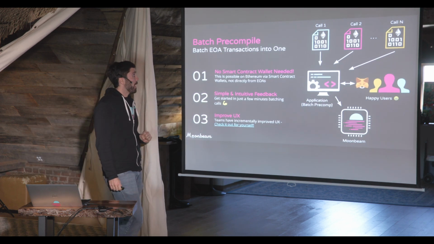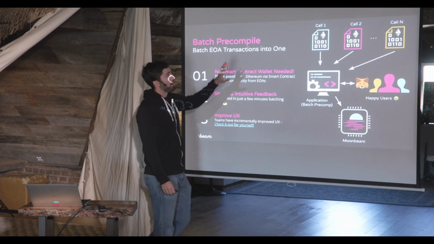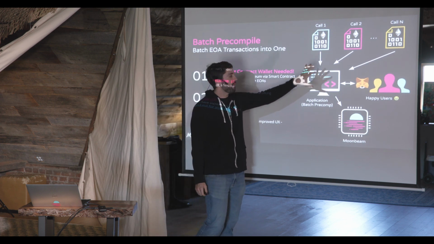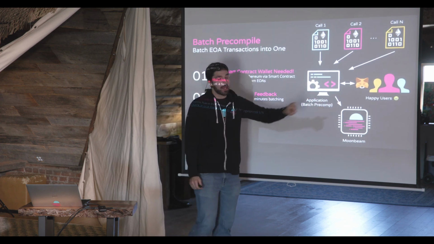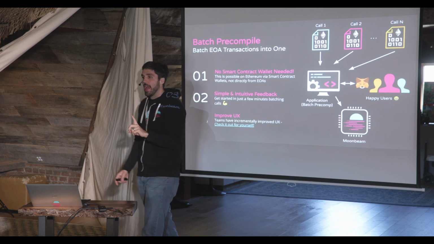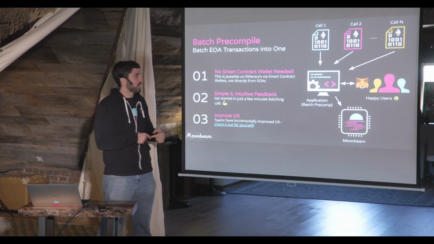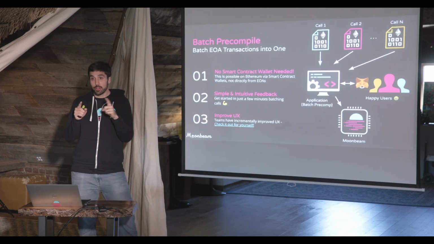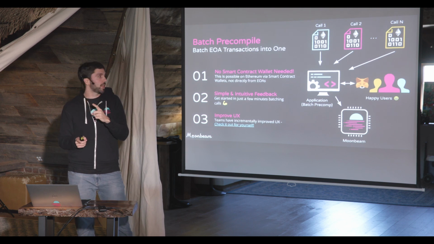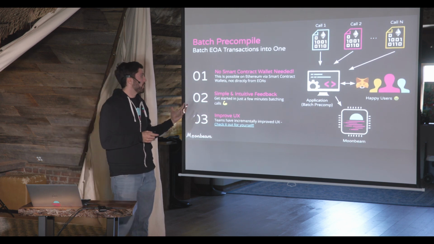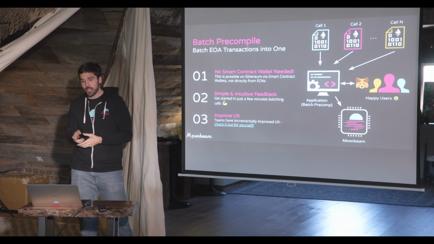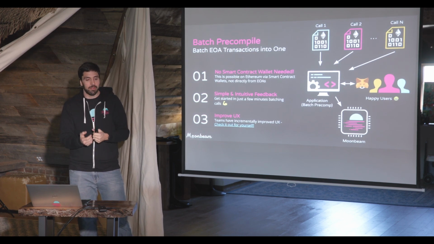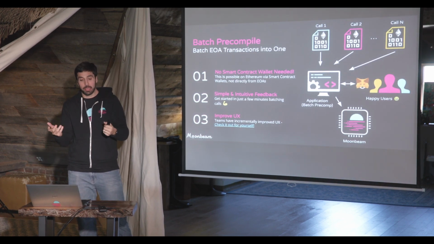How the batch precompile works is that you're able to grab a bunch of calls and have a user, through an application, sign one single transaction. Underneath, Moonbeam is going to process that transaction and do multiple EVM calls from a single signature. And the great thing about it is that this creates a much better user experience. The example that I like to give is basically an NFT marketplace, right?